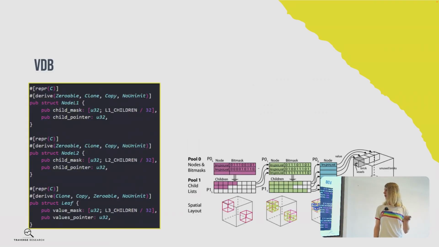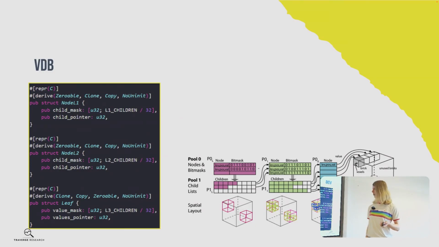So what do these structures look like in Rust? We have our node L1, that's the purple one. We have our node L2, that's the green one. We have the leaf, which is the blue one. These have child masks and a child pointer. Everything is a U32, and we don't use actual pointers because all this stuff has to be sent to the GPU, and the GPU has to be able to use it. So these pointers are actually just indices into a vector of the lower level nodes.